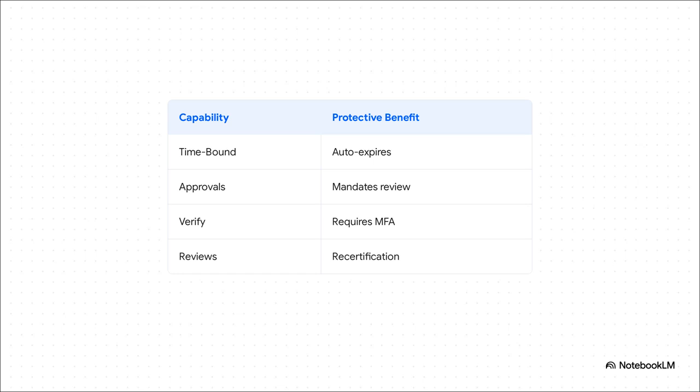And finally, access reviews. This one is fantastic for long-term hygiene. PIM runs these automated campaigns, forcing teams to periodically recertify who actually still needs to remain eligible for these roles. If someone switches departments, boom, their access gets caught and revoked automatically.